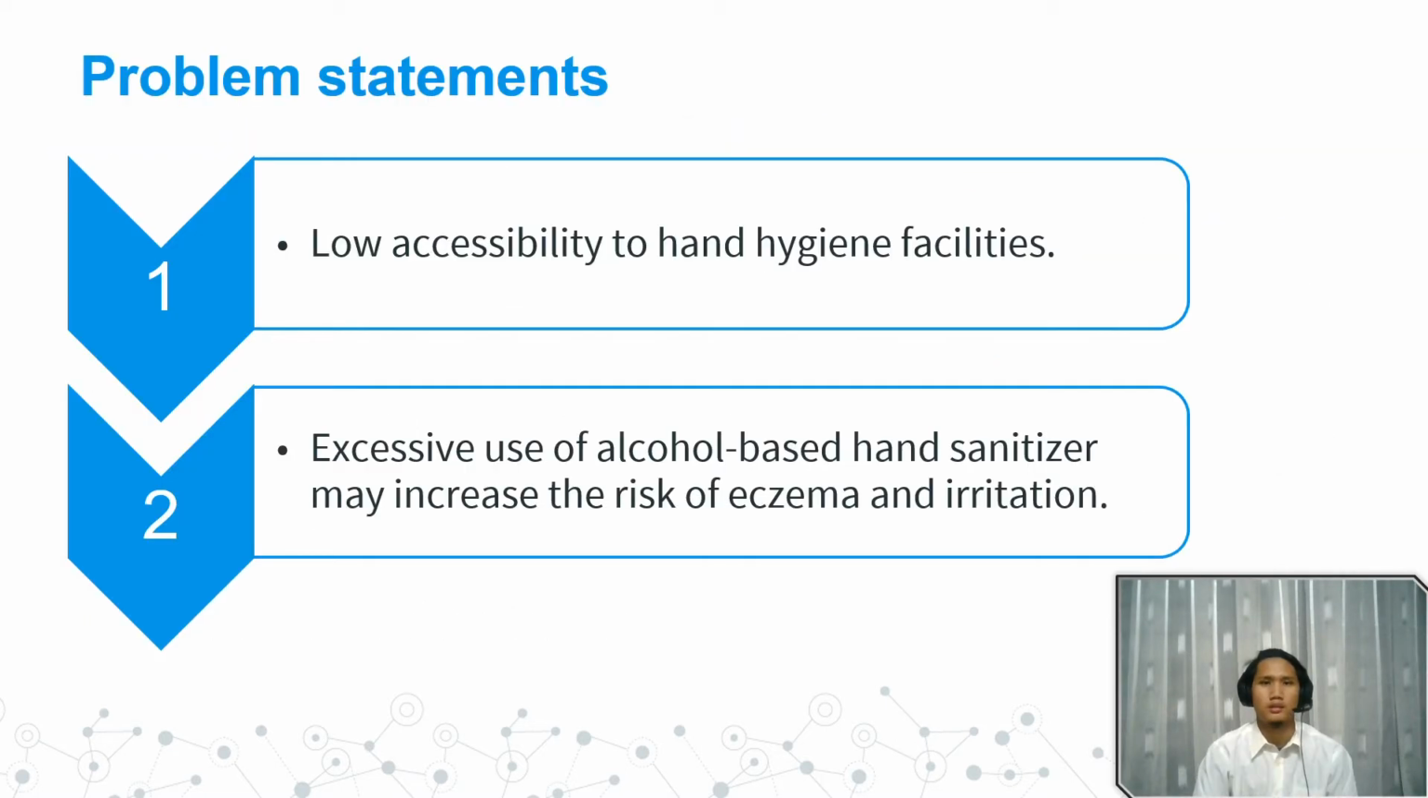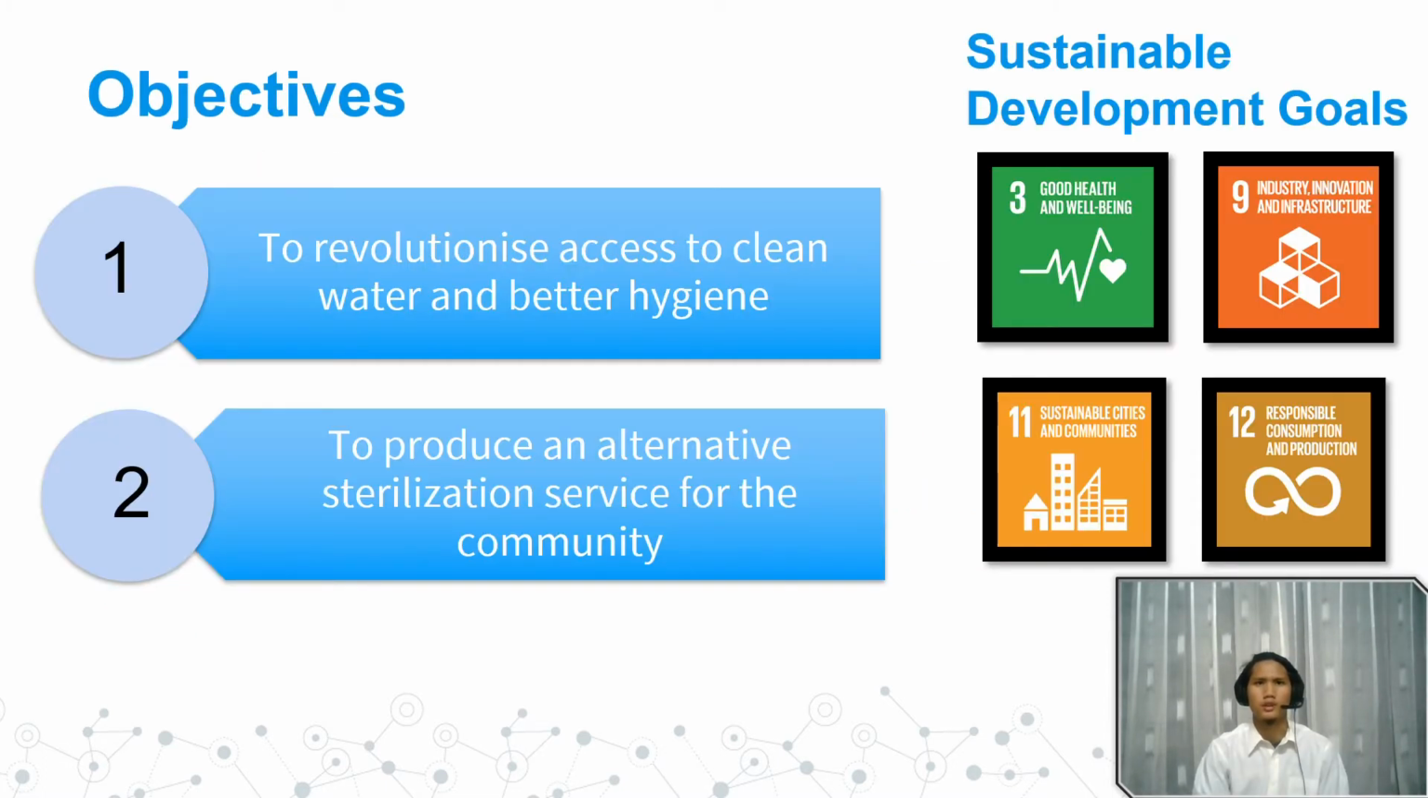money. Moving on to the problem statement, our team has come out with two problem statements for our project. The first one is low accessibility to hand hygiene facilities. This issue is the reason why people do not always wash their hands. The second problem statement is the increased risk of eczema and irritated skin from excessive usage of alcohol-based hand sanitizer. For the objective of our project, firstly, we aim to revolutionize access to clean water and better hygiene. The second objective is to produce an alternative sanitization service for the community.